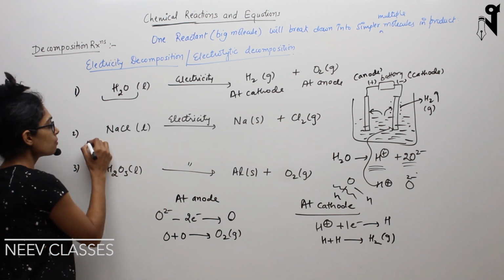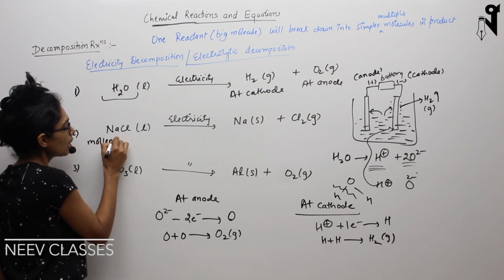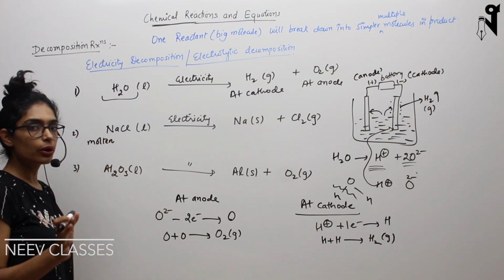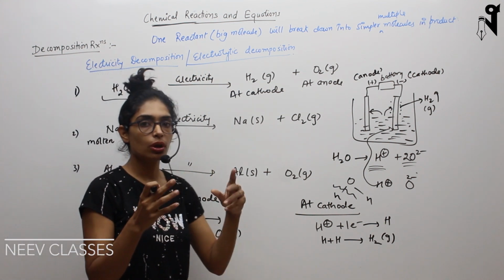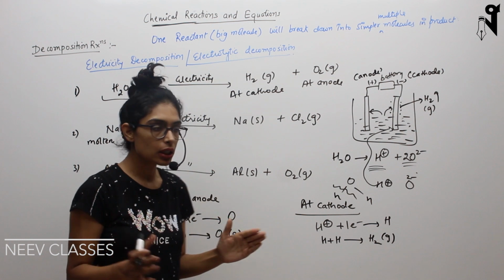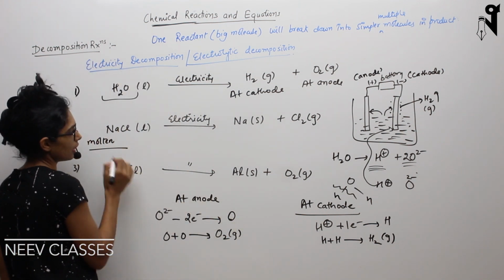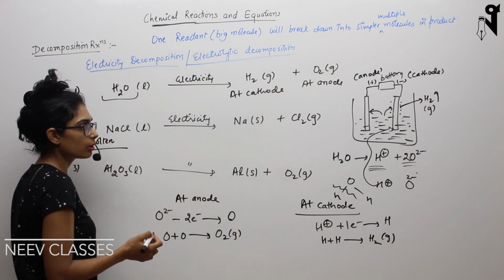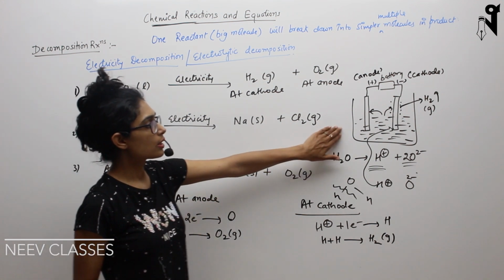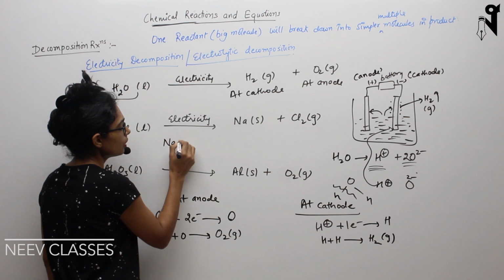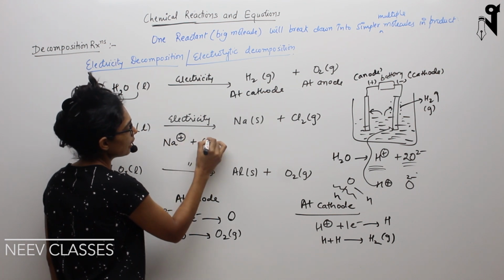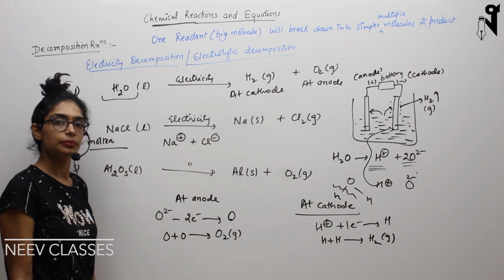What we have taken here is molten NaCl, not liquid. I mean, not aqueous. It is not dissolved in water. It is molten. Basically, whatever table salt we use at home, we have literally melted. So molten NaCl I have taken. When we pass electric current through it in such a setup, NaCl breaks down into Na+ and Cl-.